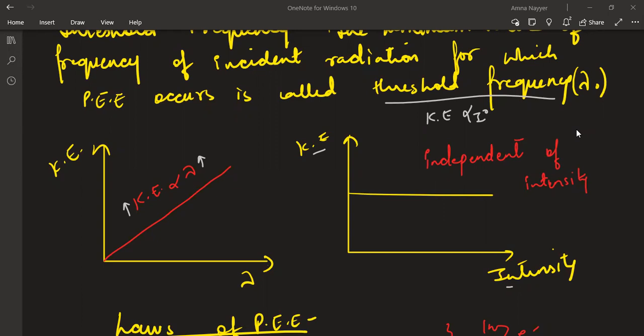Whatever the value of intensity is, see here in the graph. Let's say this value is some 5 joules. Here intensity is 1, 5 joules. Here intensity will be 2, still 5 joules. Here intensity will be 3, still 5 joules. So it is independent. Whatever you increase, it is not inversely proportional. This is directly proportional with frequency. See, this is frequency increasing, and kinetic energy is the value. Here you increase the frequency, kinetic energy increases, like this.